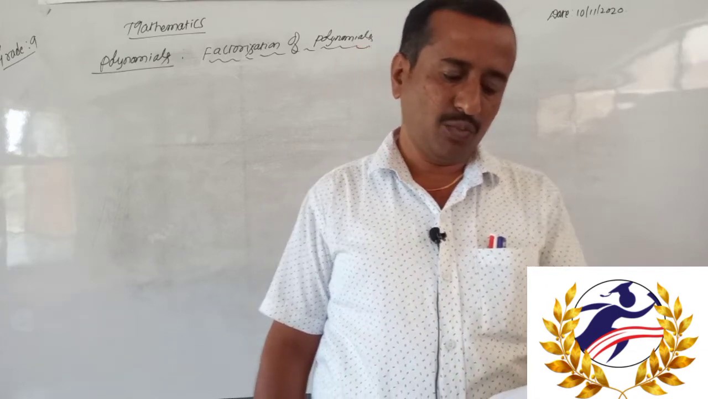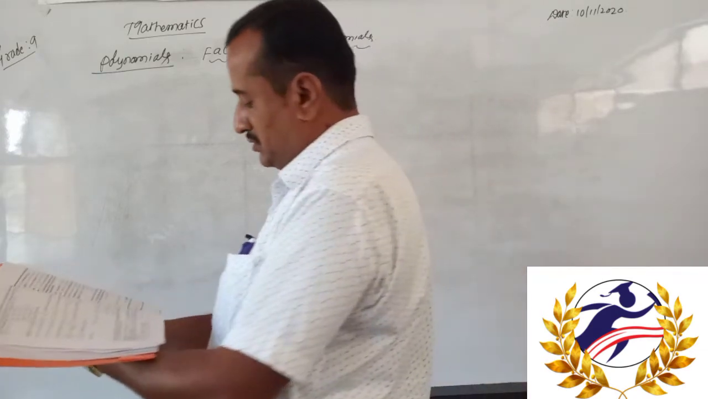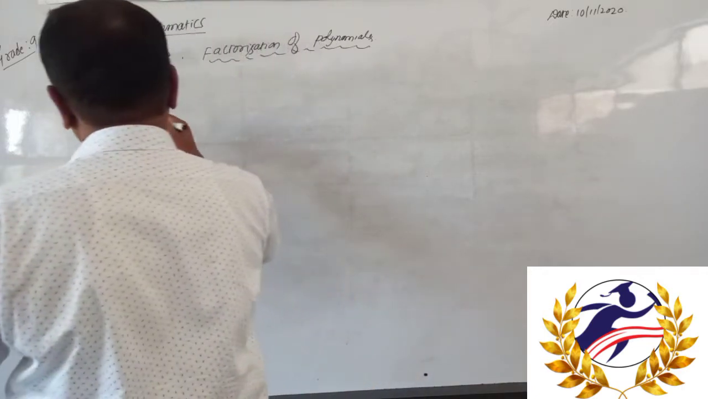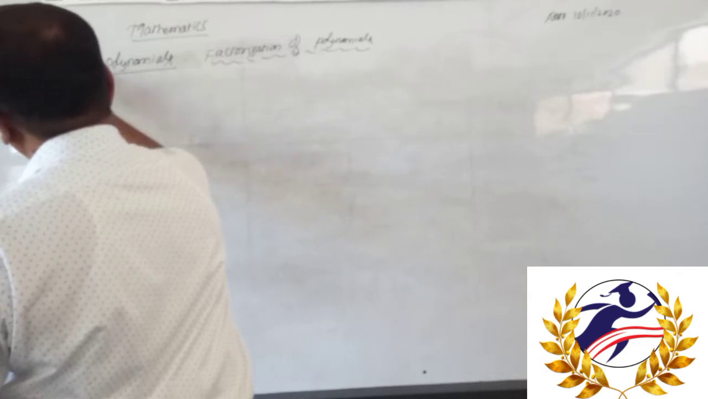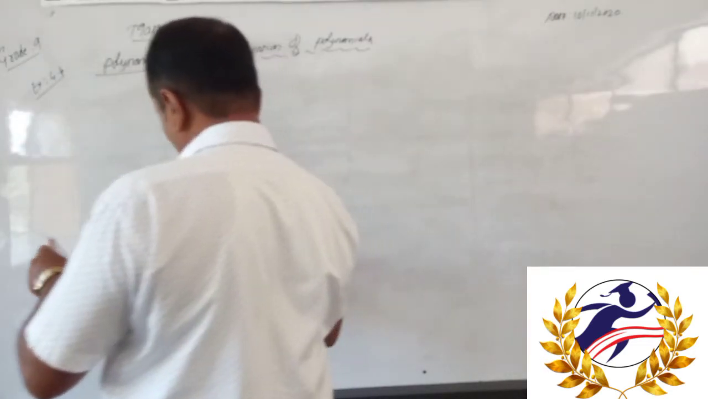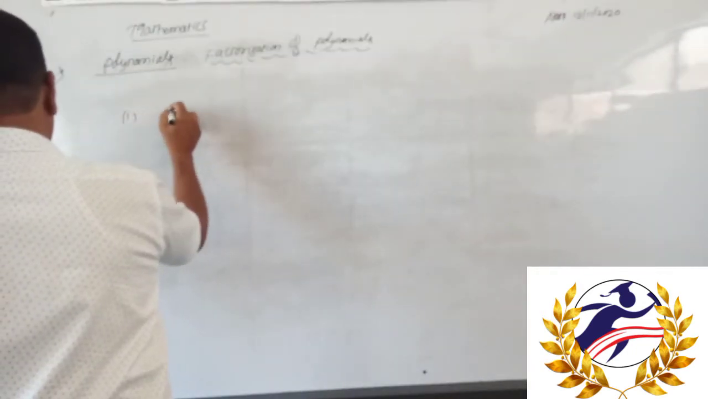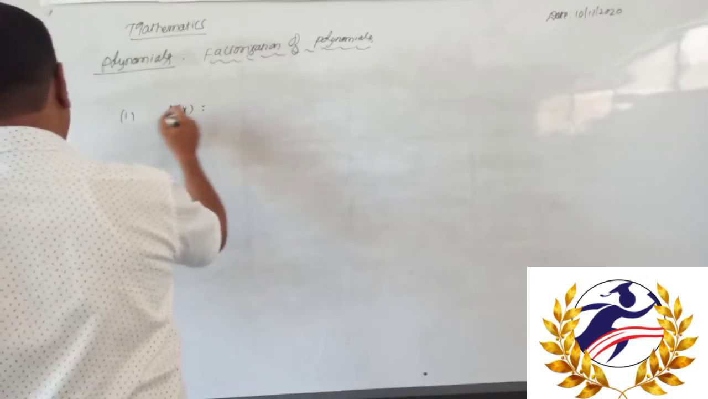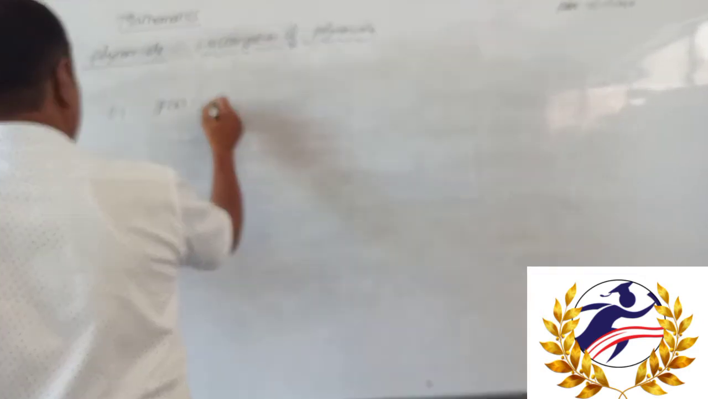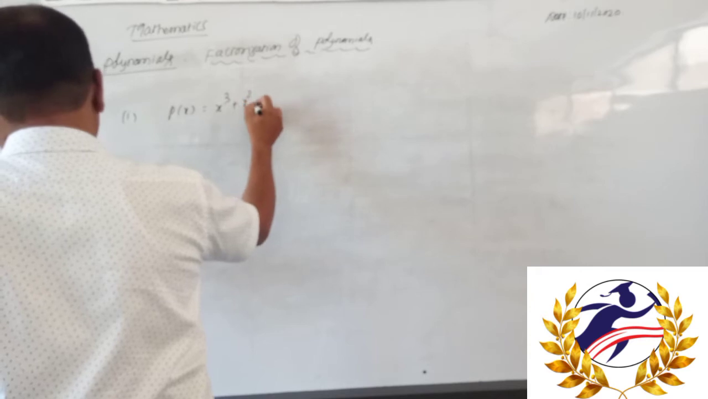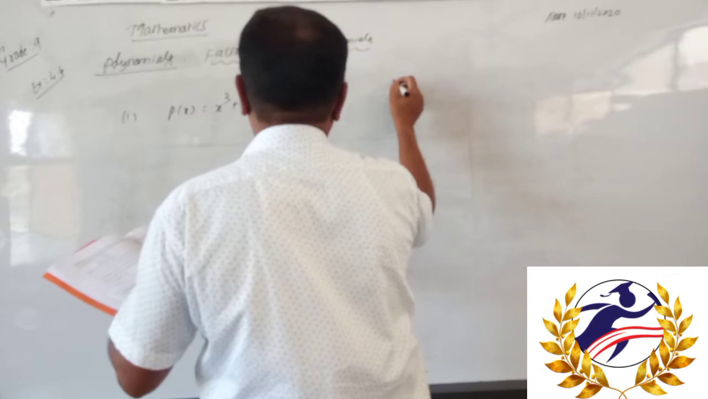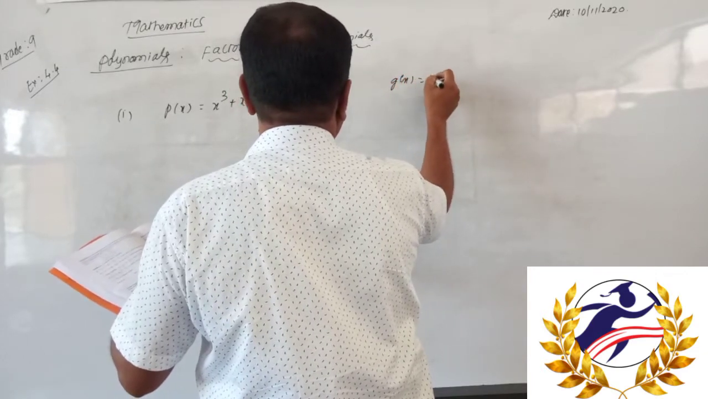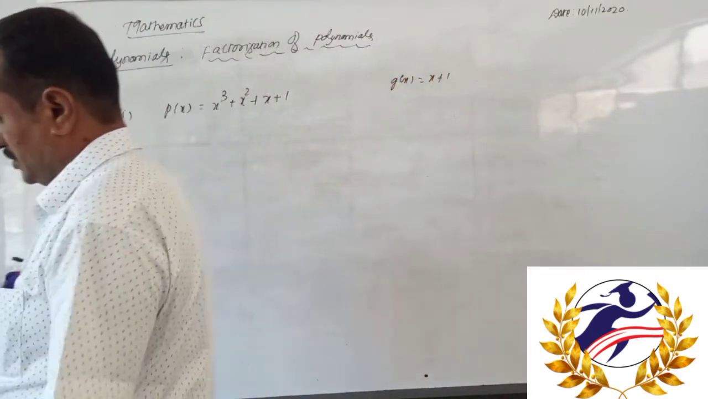Now come to exercise 4.4. There, determine whether the following polynomials have x plus 1 as a factor. Here we have the first polynomial, p of x is equal to x cube plus x square plus x plus 1, and we have to verify whether g of x is equal to x plus 1 is a factor of that one or not.